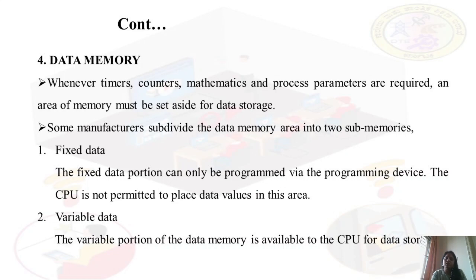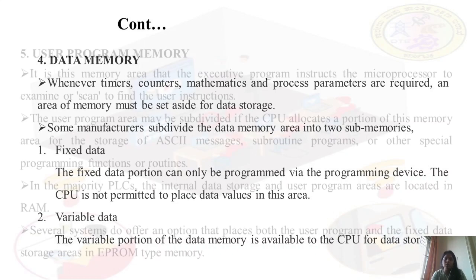So some manufacturers subdivide this data memory into two sub-memories. One is your fixed data memory and the other one is your variable data memory. The fixed data portion can only be programmed via a programming device, that is a 3C system. The CPU is not permitted to place data values in this area. Next one is your variable data. The variable portion of the data memory is available to the CPU for data storing.